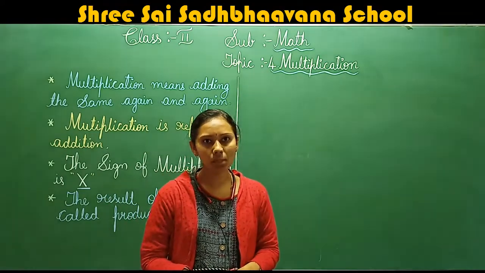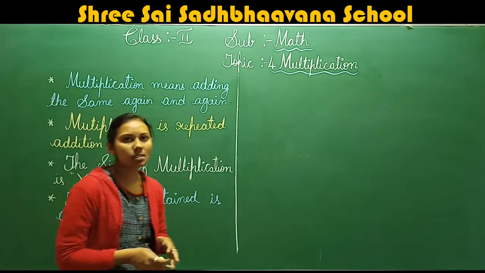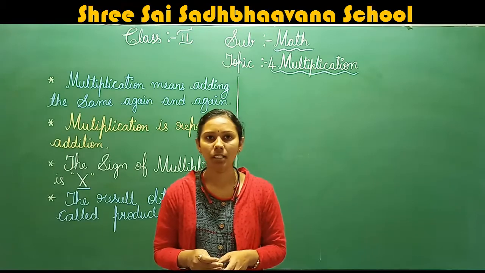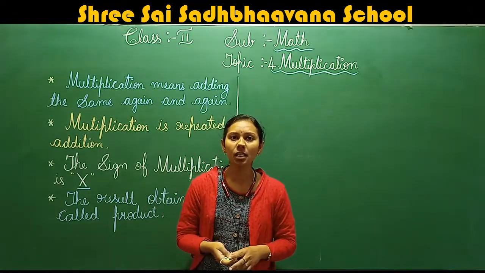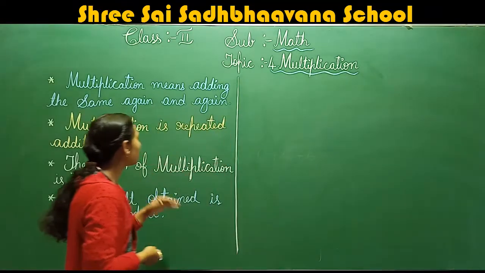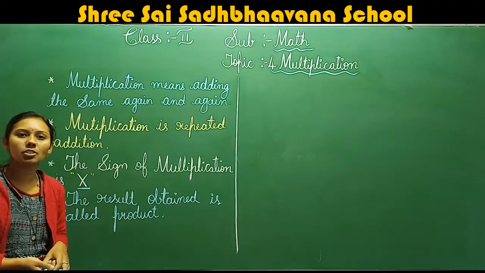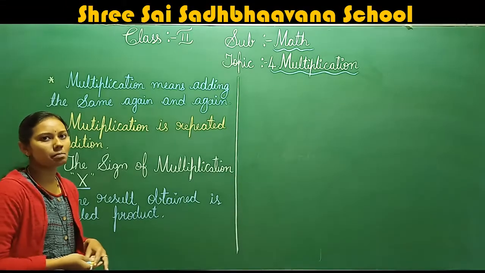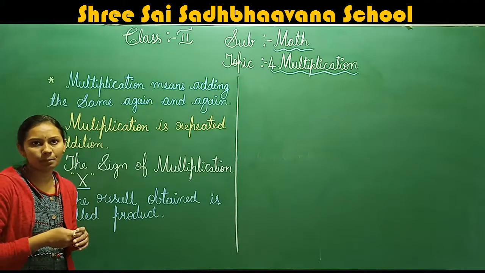Okay, so what is multiplication? Yes children, multiplication is adding the same number again and again. The number which we add again and again is used in multiplication. So multiplication is repeated addition. We can say that multiplication is a repeated addition. That means we are going to add the same number repeatedly.